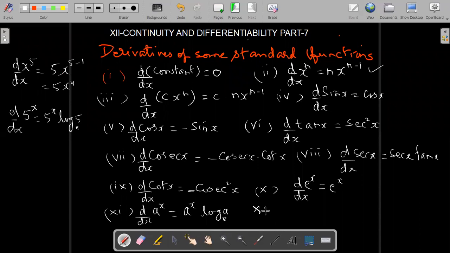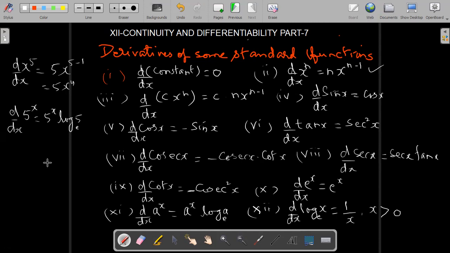Then if you have to find the differential of log x, generally log of a function, the base is e always. So d by dx of log x is equal to 1 by x, where x should be positive, greater than 0. Otherwise it will become infinity.